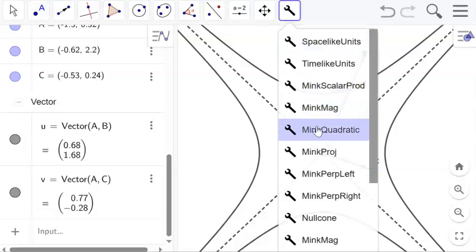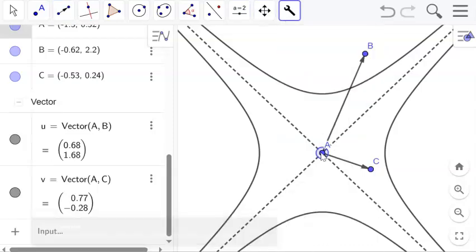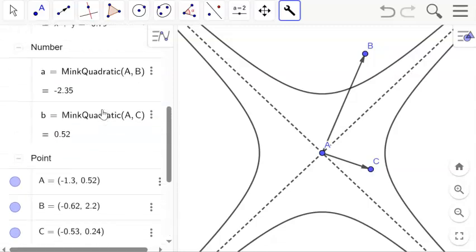And we'll go back to Mink quadratic. Now you can see I have to scroll back over to the number section. It decided to call that B, and that's a small positive number. So that's the quadratic form applied to that vector. Okay, so what else do we have?